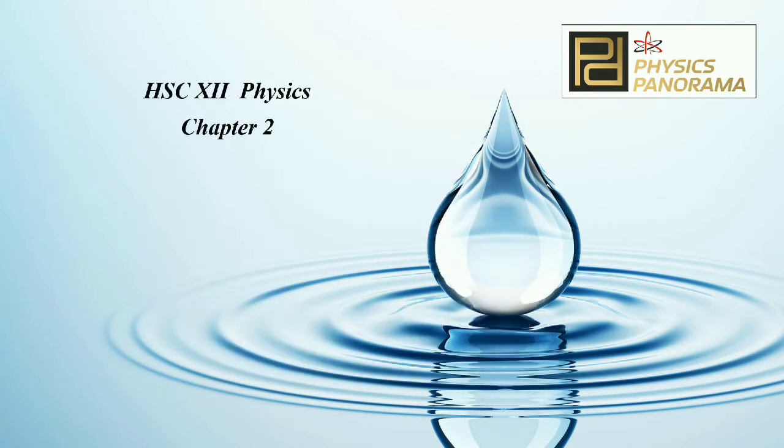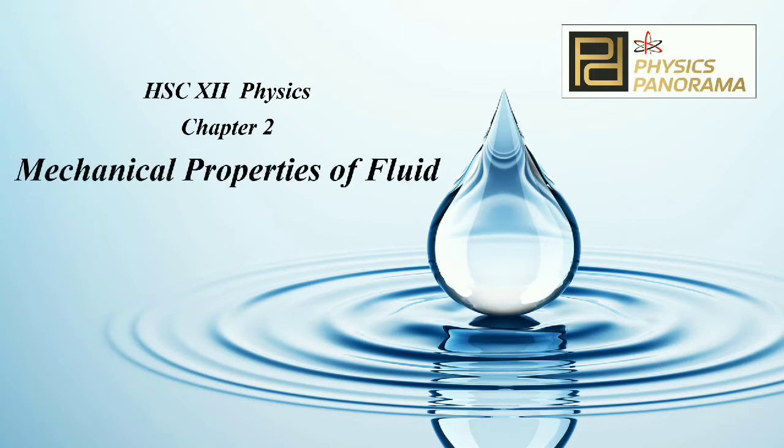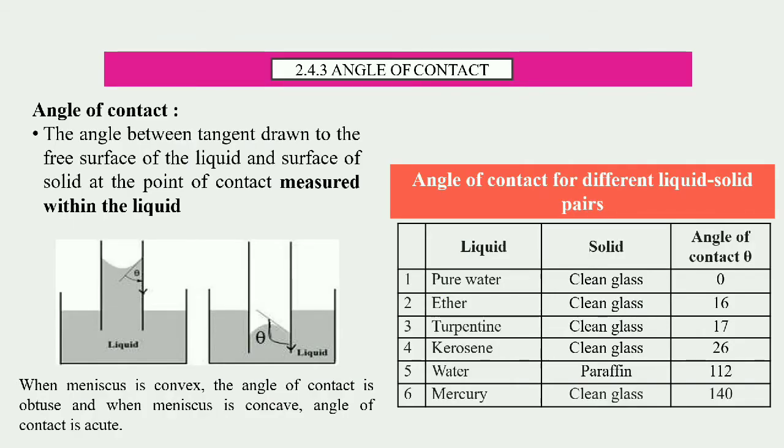Okay, so today we are starting again with our next topic, that is angle of contact from the chapter Mechanical Properties of Fluids. Now, the definition of angle of contact is the angle between the tangent drawn to the free surface of liquid and the surface of solid at the point of contact, measured within the liquid.